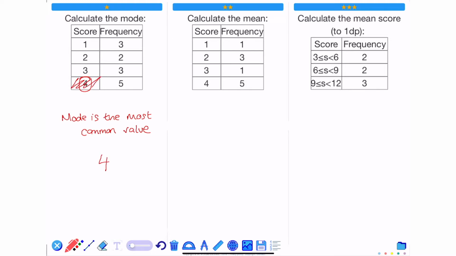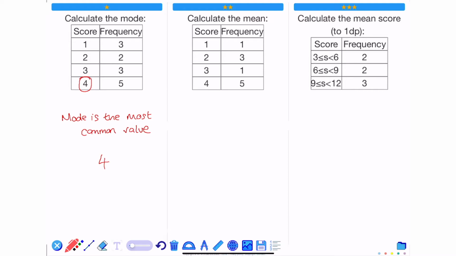Had the 4 score not existed, we could see that 1 appeared 3 times and 3 appeared 3 times. In this case, I would have written down both 1 and 3 as being the mode. If all scores had appeared exactly the same number of times, again, it would have been okay to say at this point that there is no mode. There is no score that appears more than any other.